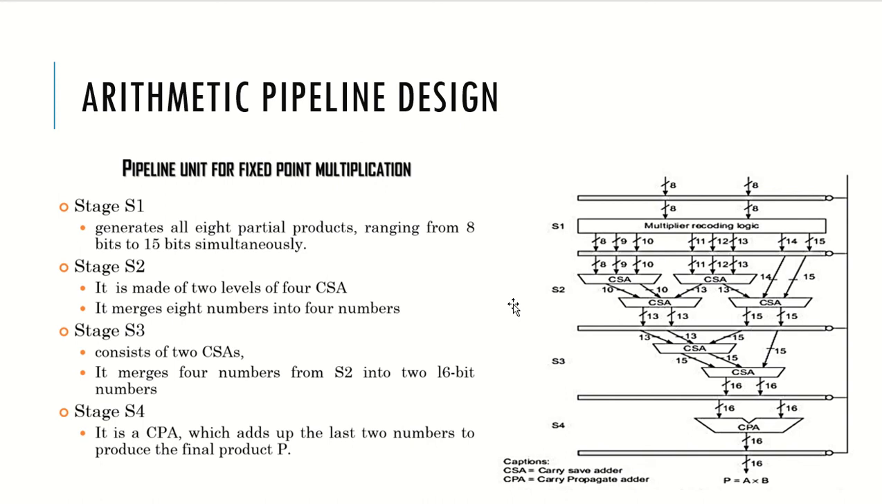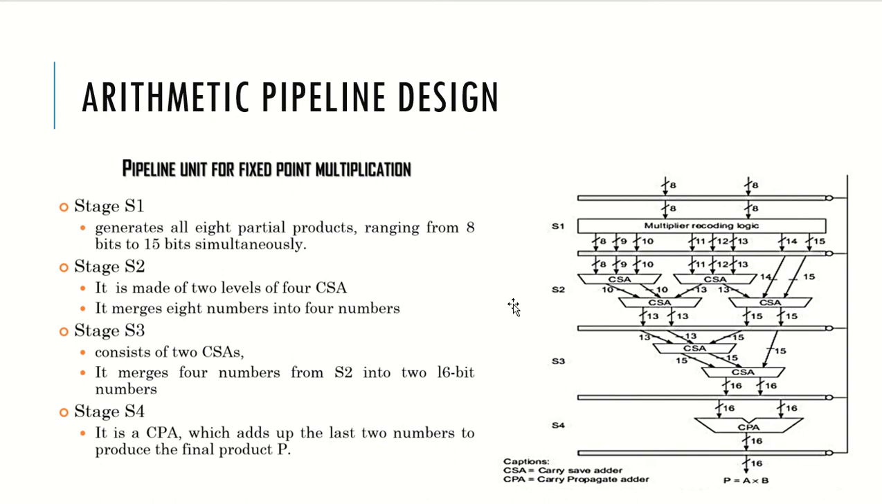From stage 3, this is given to the final stage, which is stage 4. In stage 4, you have a carry propagate adder, which is accepting 2 numbers, and those 2 numbers should be of 16 bits of length, because your initial values given in stage 1 were each of 8 bits. So the result should be of 16 bits.